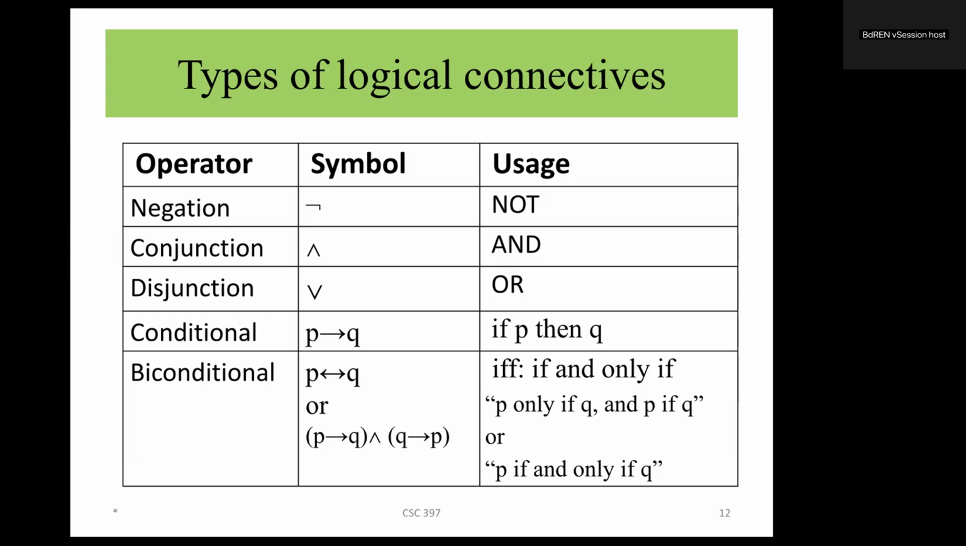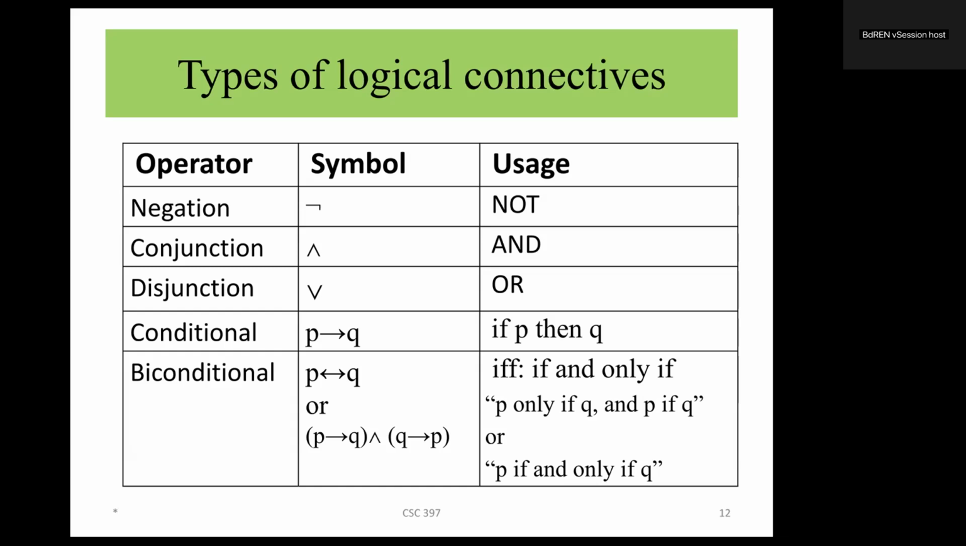We can also think of them as mathematical operators, but these are operators for sentences, not for numbers. The first one is negation. I think you know that negation just means using not, right? So if I say today is Friday, we can say today is not Friday. This is one example.